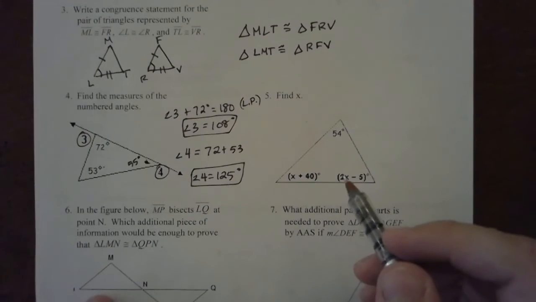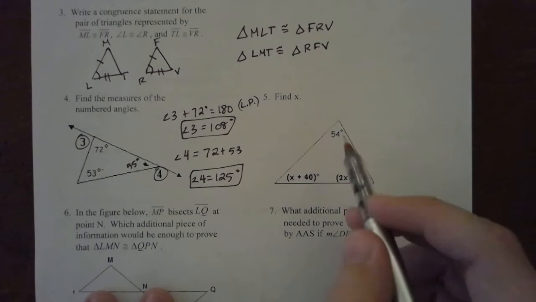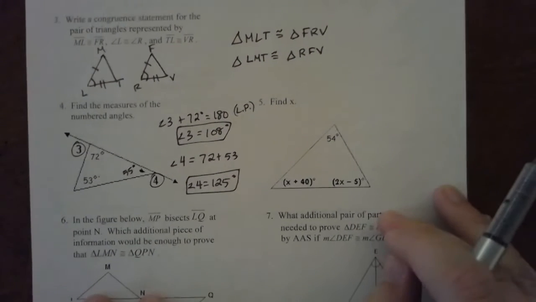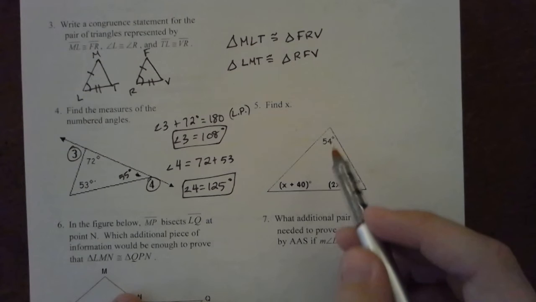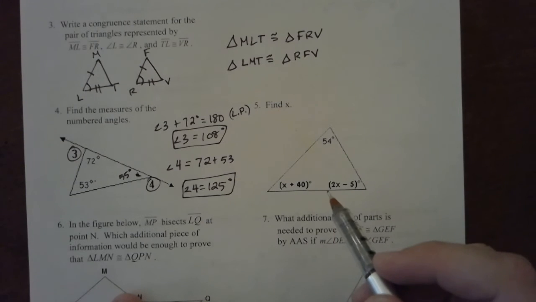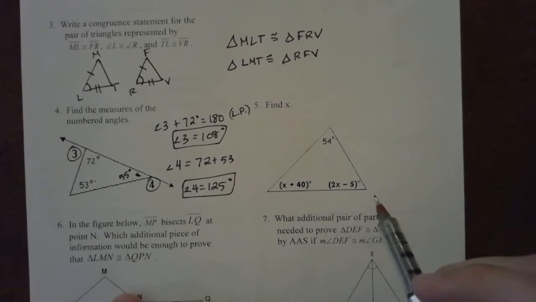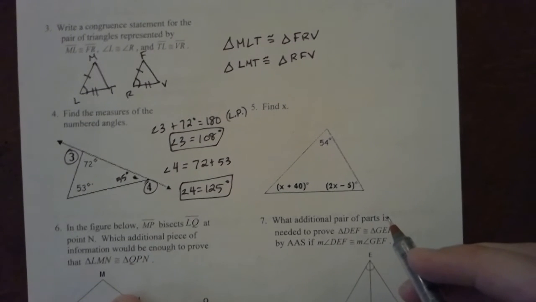So number 5, our instructions are merely to find x. So we're given this triangle has degree measures of 54 degrees, x plus 40 degrees, and 2x minus 5 degrees. Well, how can we figure out what x is? Well, we're given a triangle with 3 angle measures, okay? And 2 of those angle measures have x's involved in them. So how can we figure out what the x's are?